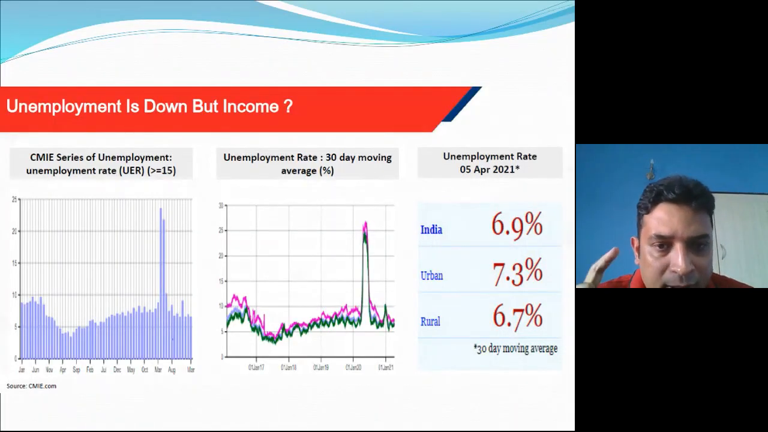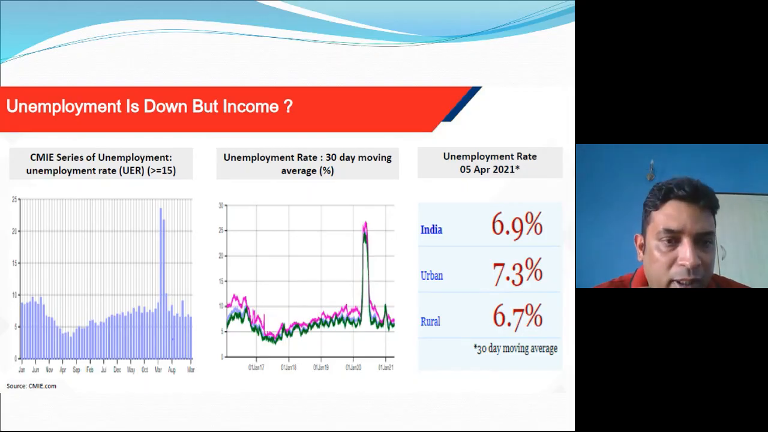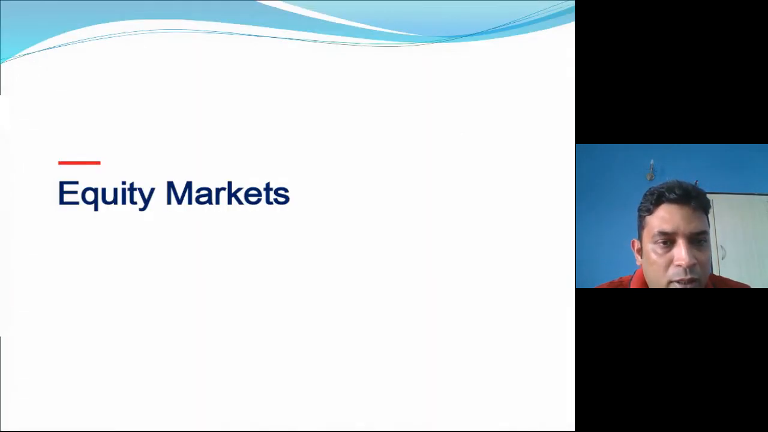The second important point is that unemployment is down, but income is not up. We have seen that in the last 1 or 2 months the unemployment data has been down. But the problem here is that Indian per capita income has not increased. Most companies have cut back their employee costs and have not gone back to the previous data point, so income has not increased. That's a worry point rather than the COVID point. If the income of the Indian population does not increase, they will not spend much. That's a bigger worry point, I would say, than COVID.